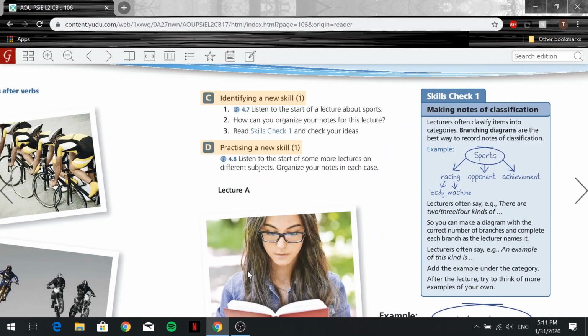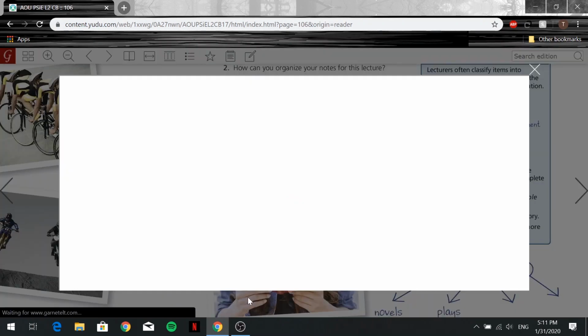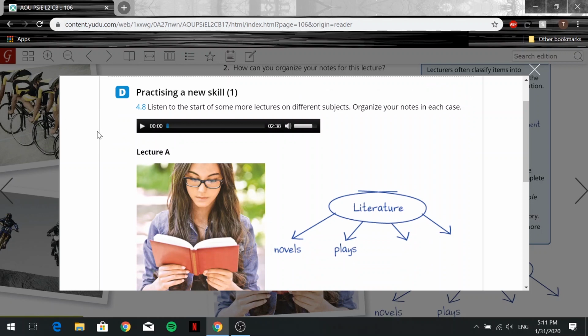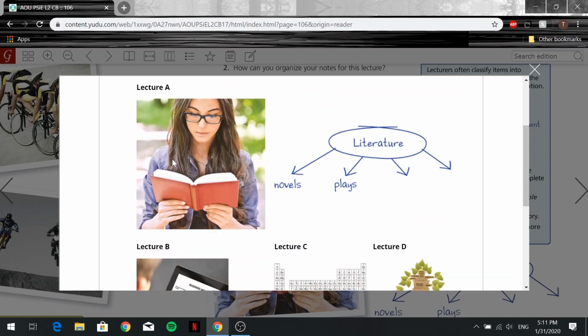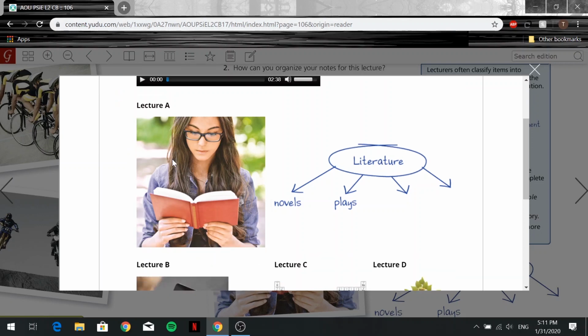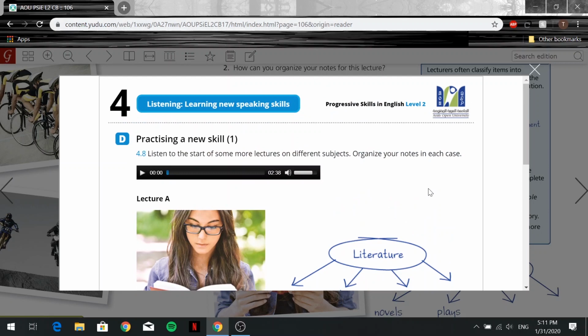Now let's go and practice that new skill in exercise D. Okay, so listen to the start of some more lectures on different subjects and organize your notes in each case. Okay, so I'm gonna pause after each section and we'll complete these together and then we'll move on, okay? So listen carefully, and I want you guys to pause the video, make your own notes, do your own diagram, and then check your answers with me. So here we go. Track 4.8.